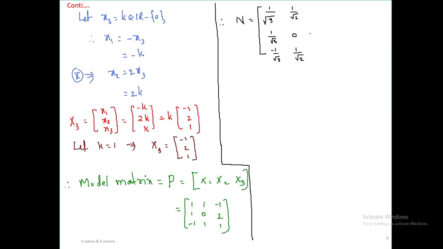Similarly, the third column is minus 1 2 1. What is its length? Minus 1 whole square, 2 square, 1 square. So 1 plus 4 is 5, 5 plus 1 is 6, root 6. So minus 1 by root 6, next 2 by root 6, and the last one is 1 by root 6. You find the determinant of this matrix, you will get 1 definitely. Check once. Okay, so this is the normalized matrix.